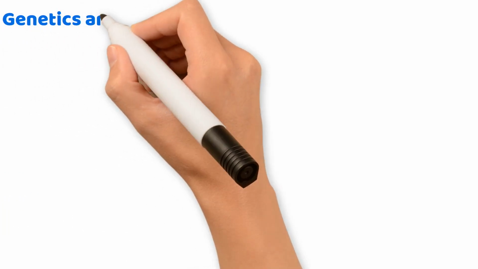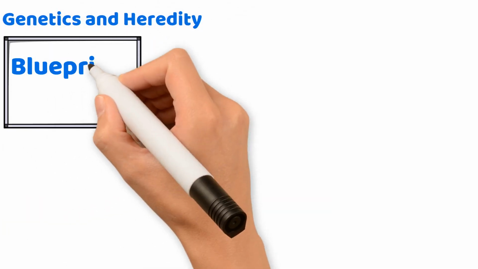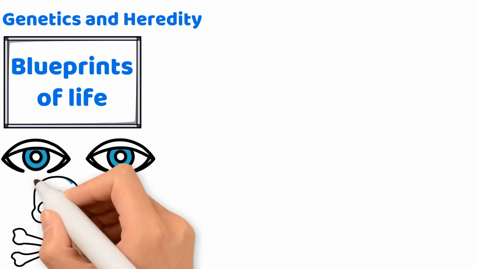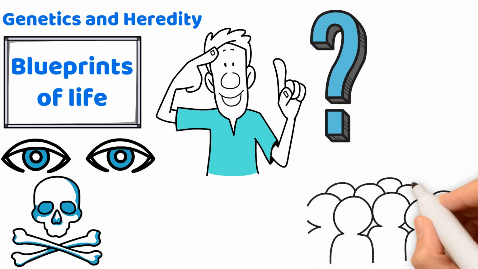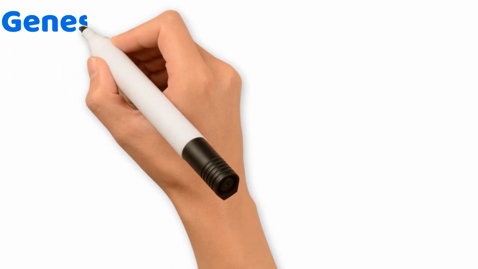Lastly, genetics and heredity. These are the blueprints of life, dictating everything from your eye color to your risk for certain diseases. Understanding genetics helps us grasp how traits are passed down through generations. Genes are the blueprints of life.